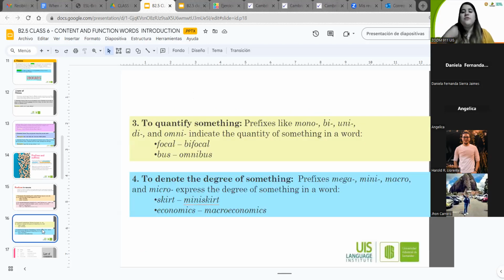Next one, to quantify something. Prefixes like mono, bi, uni, di, omni indicate the quantity of something in a word, like vocal, bifocal, bus, omnibus, bilingual, trilingual. To denote the degree of something, like mega, mini, macro, micro, it's like in Spanish, right? When we say micro mercado, for example, or words like skirt, mini skirt, falda, mini falda, or economics, macroeconomics. These prefixes denote the degree of something.